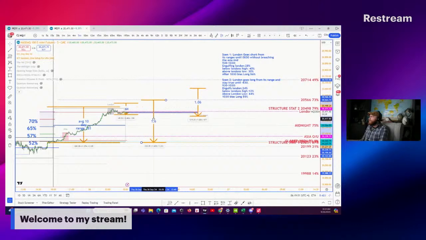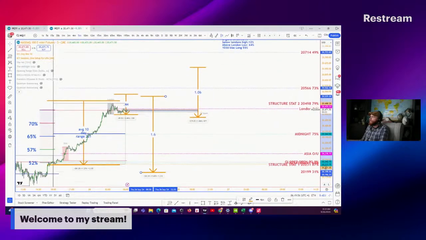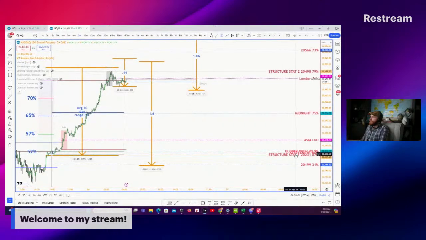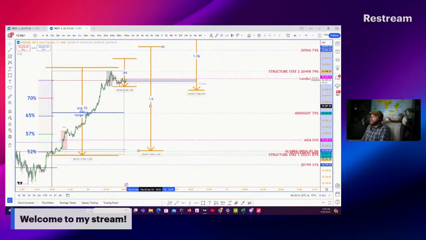So is it feasible and realistic to think that we come down here to settlement and Globex open and structure stat 1, is it feasible for us to come back and recover some of this? Yes, it is. Looking at our current RTH gap, absolutely, it is feasible. So what we're going to do is leave our mind open today, and we're not going to try to get too precise with this.